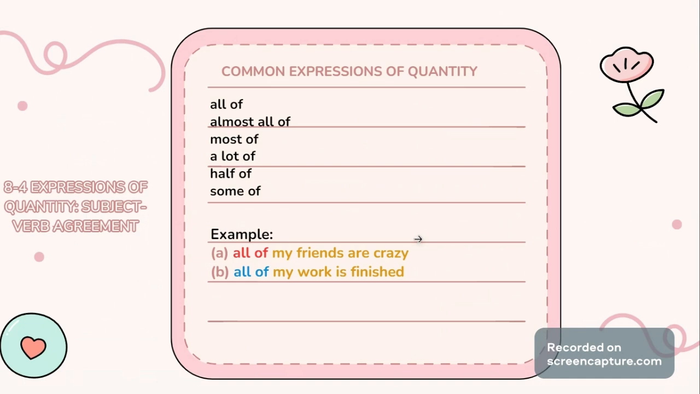Next, common expressions of quantity: all of, almost all of, most of, a lot of, whole of, and some of. Example, all of my friends are crazy. So all of my friends are crazy means 100%. And all of my work is finished.